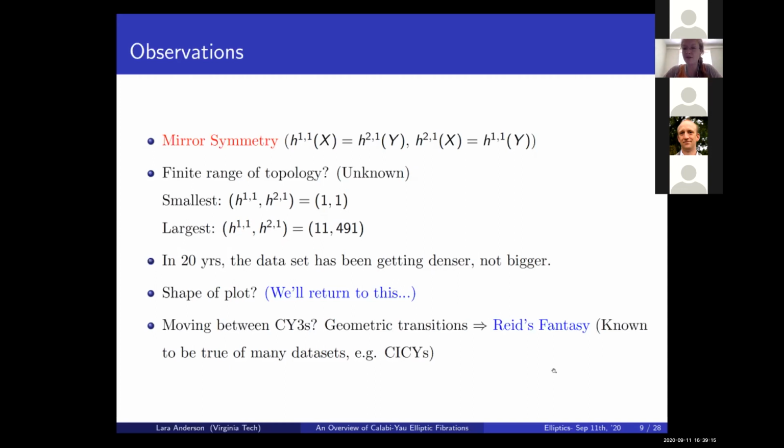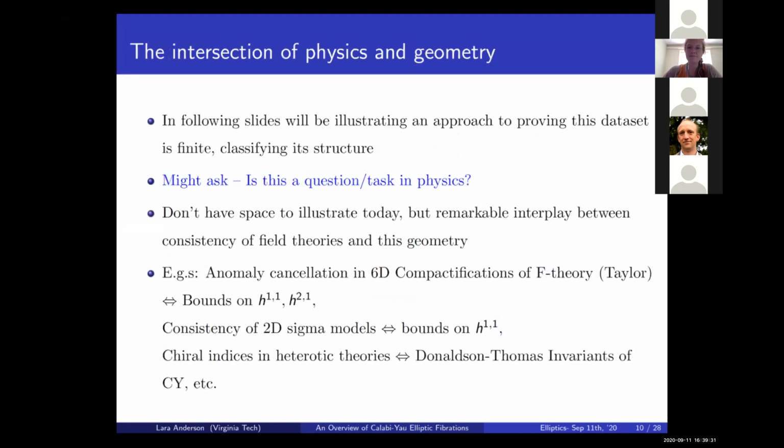A conjecture, actually even weaker than a conjecture, a so-called fantasy by the mathematician Miles Reid, is that all Calabi-Yau threefolds should be connected by these types of geometric transitions. So those are some initial observations we might make about the data set as we understand it so far.